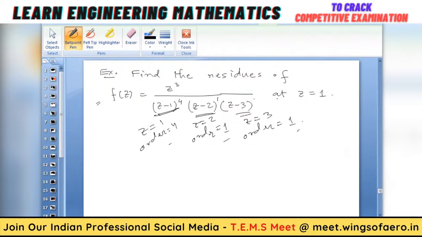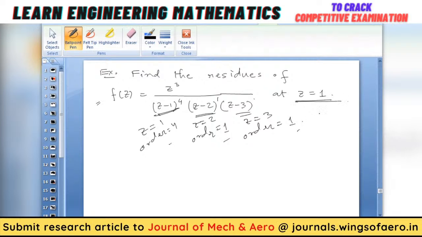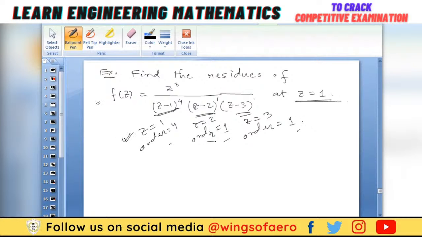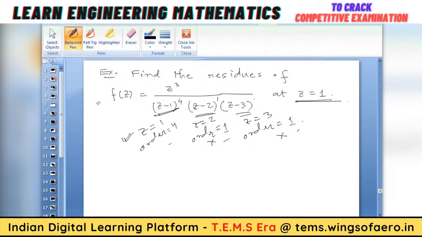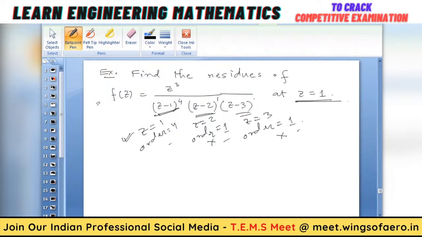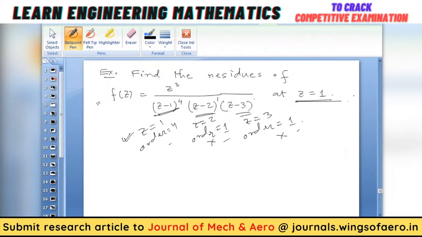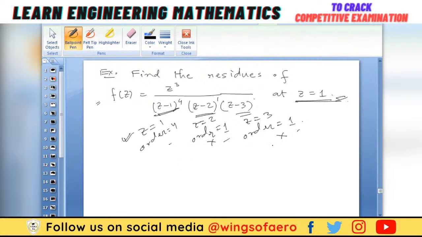Now we have to find the residue of f(z) at z equal to 1. That is, we have to find out the residue only for z equal to 1. We don't have to find it for z equal to 2 or z equal to 3. So what does it mean? Residues actually depend on the poles. For each and every pole we can find each and every residue. Since in this question the residue is required only at z equal to 1, I am not bothering about z equal to 2 and z equal to 3.